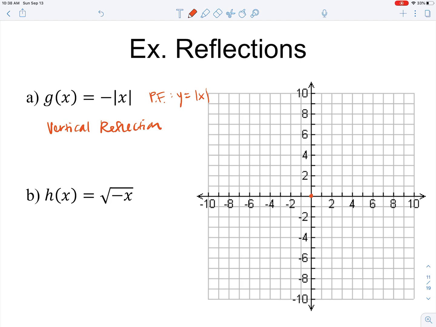And then you think about every point from the parent function being reflected over the x-axis. 0, 0 stays where it is. 1, 1 goes to 1, -1. -1, 1 goes to -1, -1, and so on. Ooh, that was slightly off, huh?